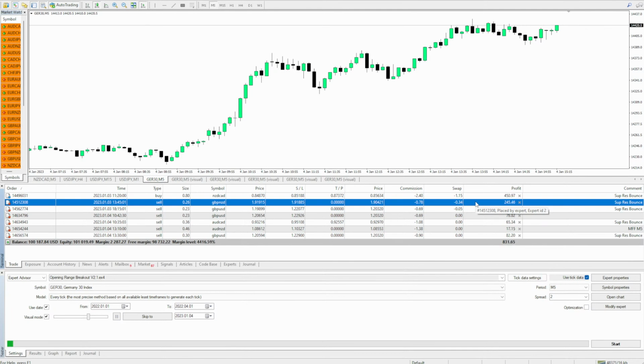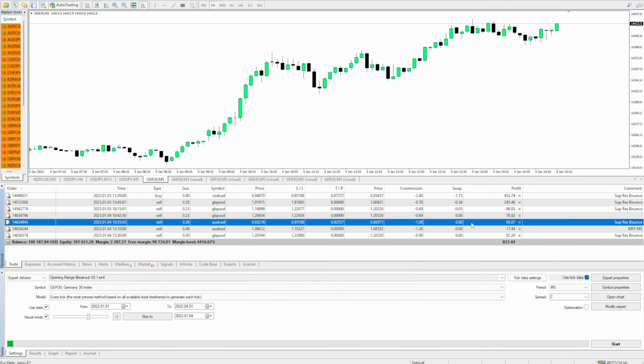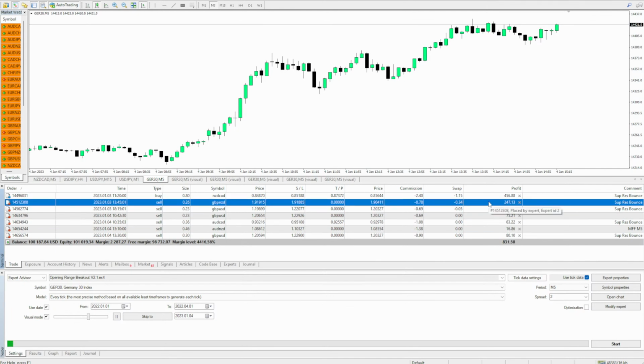Expert ID is 2. If I look at this trade here, when it works, this one was placed by expert ID 10. So that is the magic number 10, and the magic number for that one is 2. So you have to have a unique magic number, because the EA will only manage the trades that it has taken.